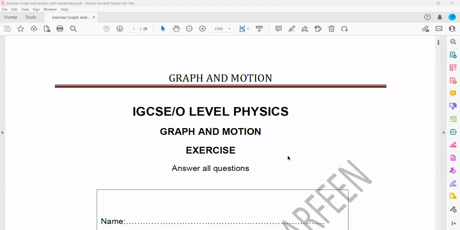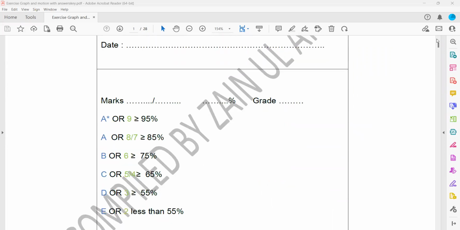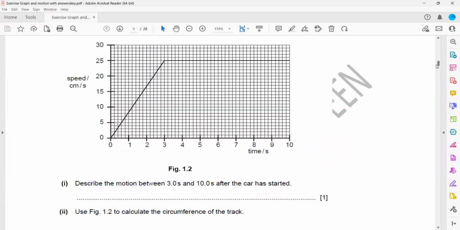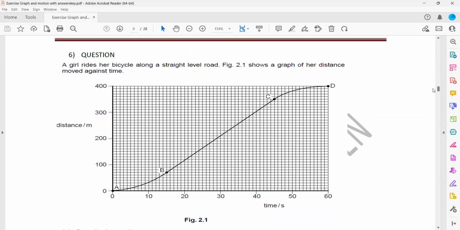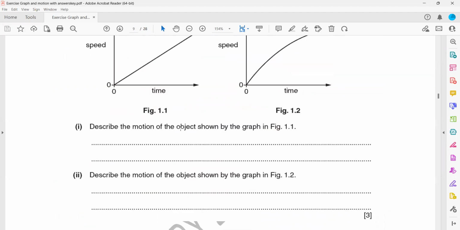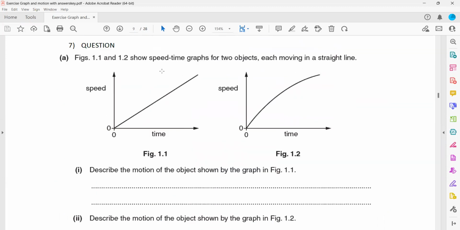So, exercise related to the graphs and motion. We'll do the questions from this, starting with question 7. Two graphs are there, both are speed time graphs but showing different trends. Describe the motion of the object shown in the graph in figure 1.1. What does it show in 1.1?